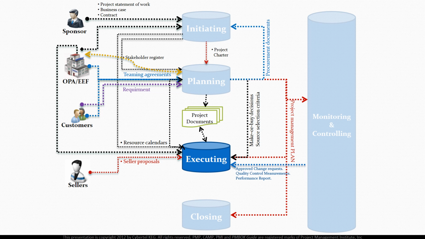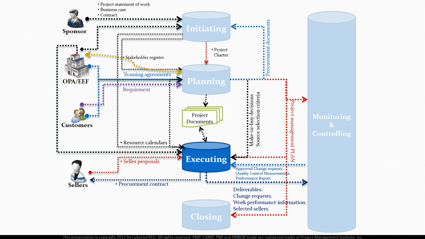Here you are bringing people, resources and facilities together to perform the work defined in the project management plan to attain the project objectives. The outputs of this process group are the deliverables, change requests, work performance information, selected sellers, and procurement contracts.